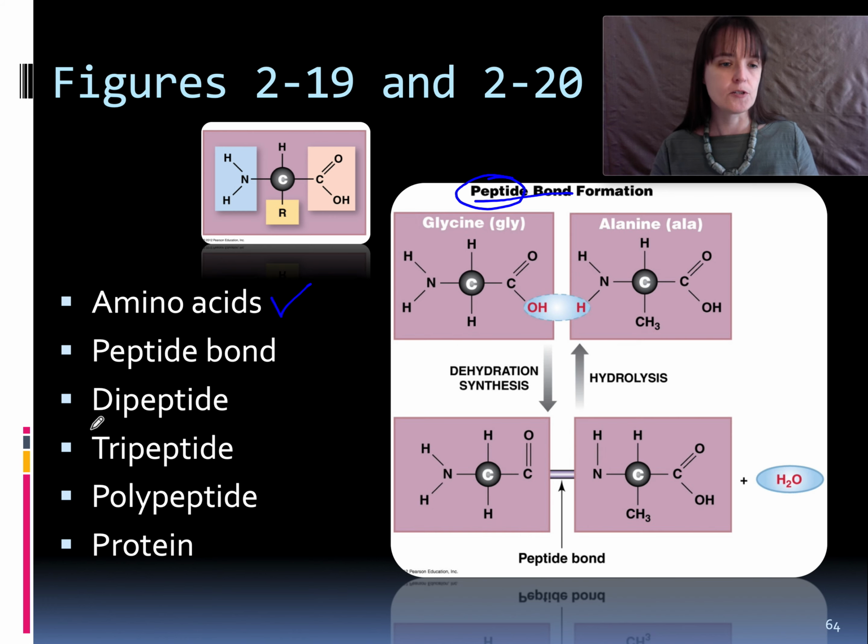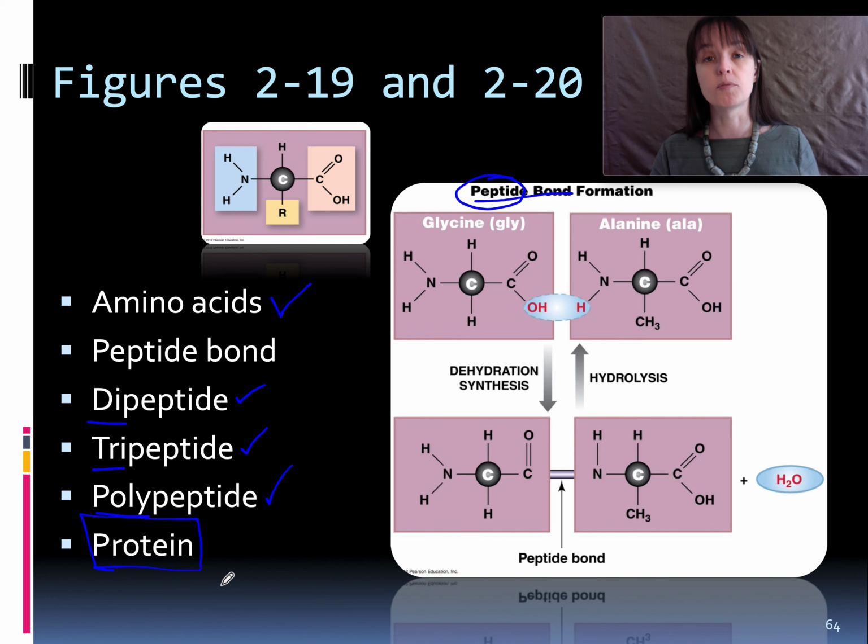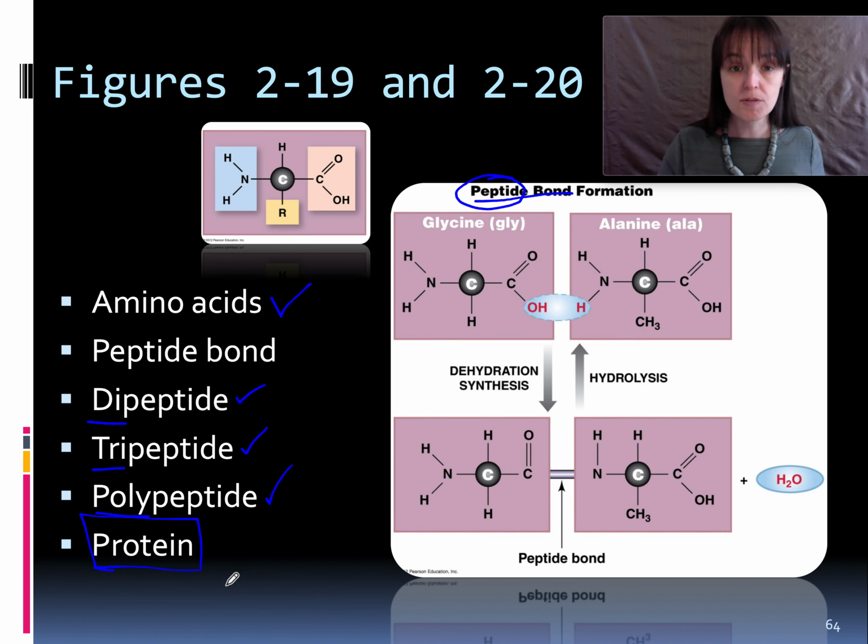If there's 2 amino acids, then it is a dipeptide, because di means 2. A third amino acid makes it a tripeptide, like a tricycle has 3 wheels. Tri means 3. Keep adding amino acids. Poly means many. Once you have more than 100 amino acids, then you can call it a protein.